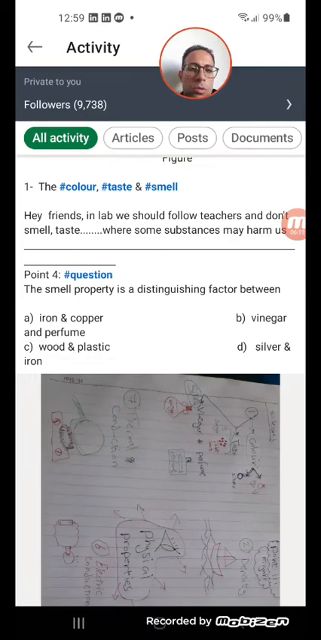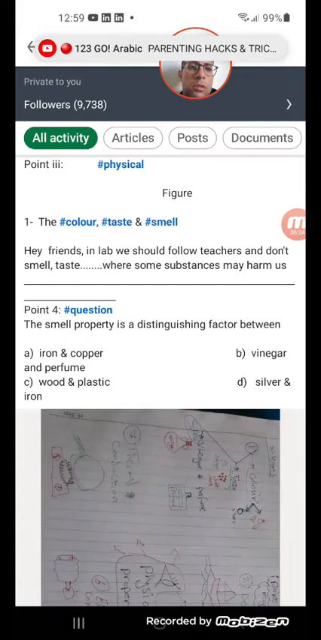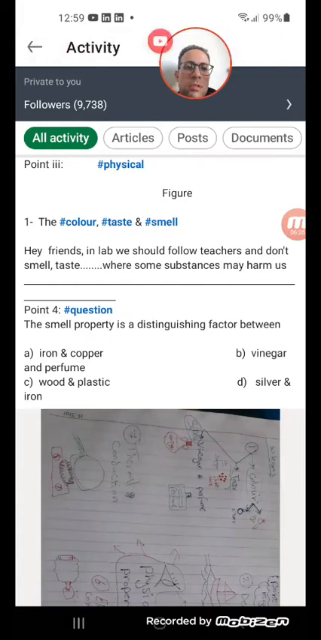And before going to the question, the last thing we need to remind each other is that in the lab we should follow teachers. In lab, in schools, we should follow teachers because teachers are aware of substances which are harmful for us and which are not. So we can't taste anything in the lab and say we are doing practical for the lesson.